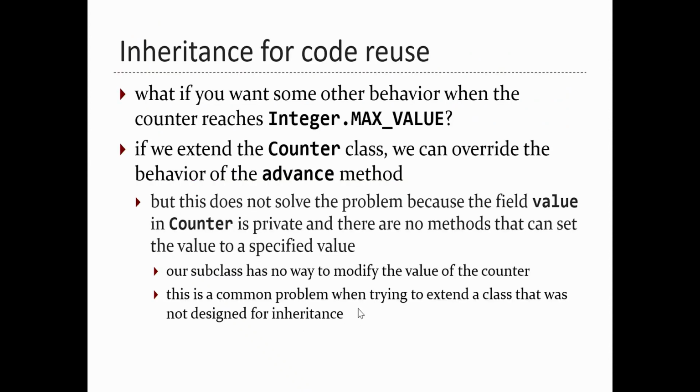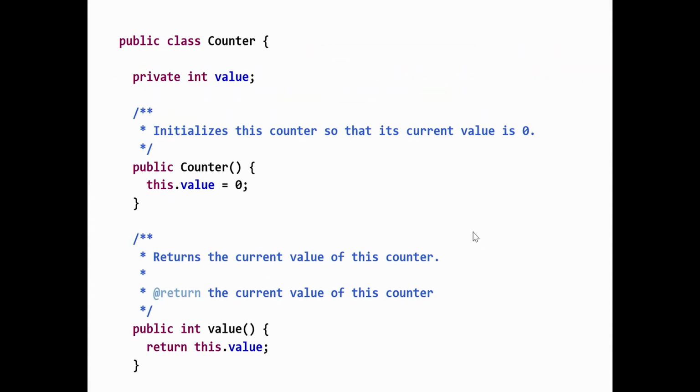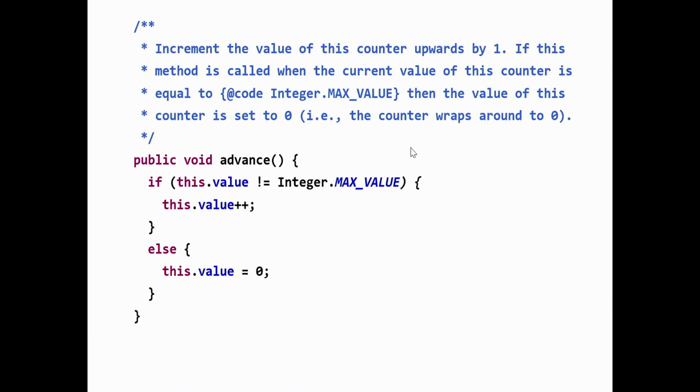So I can extend counter. There's no problem with doing that. I can override advance because advance is public. But that doesn't solve our problem quite yet. The reason it doesn't solve our problem is because of this: the field value is private.